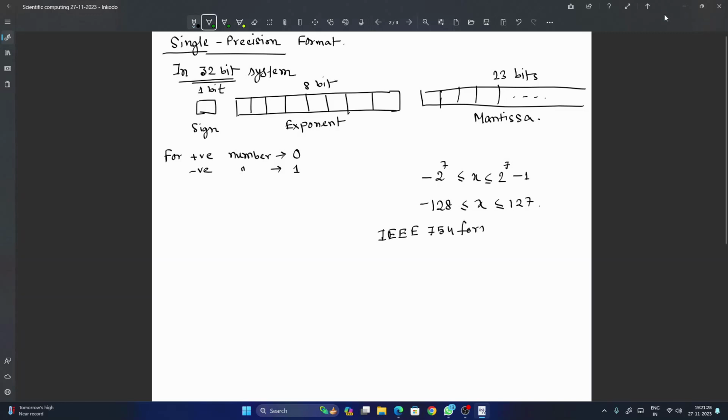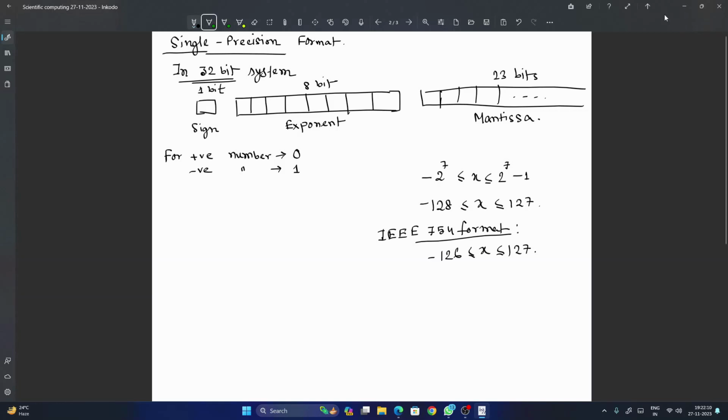But in the IEEE 754 format, which is actually a widely used format, the exponent portion only allows you from minus 126 to 127, and 2 locations are reserved for 2 special numbers. One corresponds to all 1s and another corresponds to all 0s, and these are reserved for 2 special numbers.